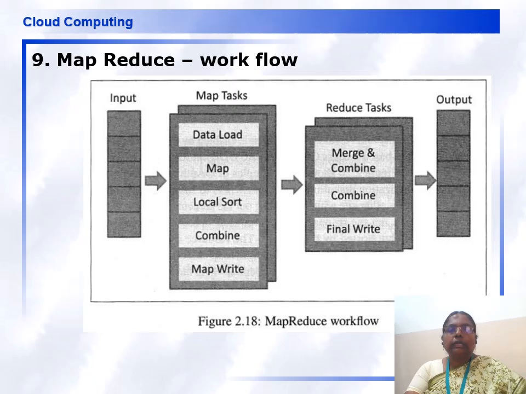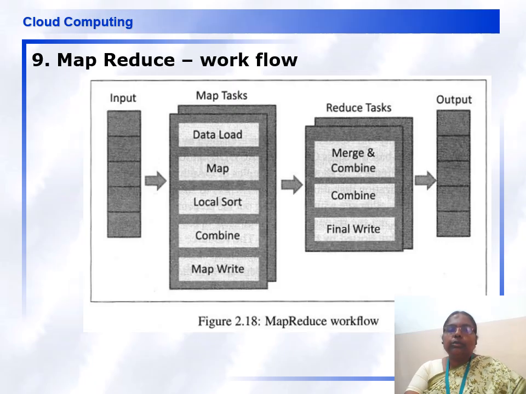Here we can see the input is being divided into map tasks, and in each task you will have to load the data. Then map is the process that happens on the actual data, and you can have a local sort, and after sorting similar data can be combined and then written to the local disk. So for every map you will have an output.